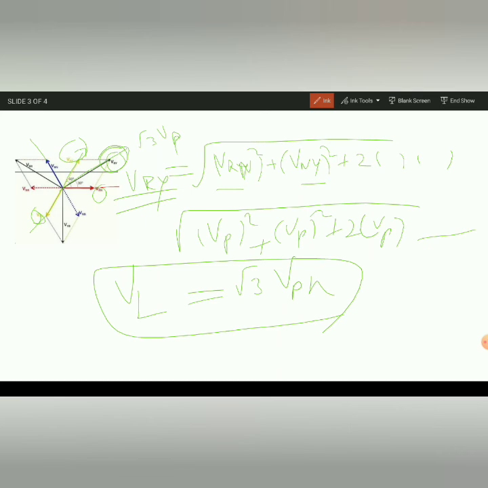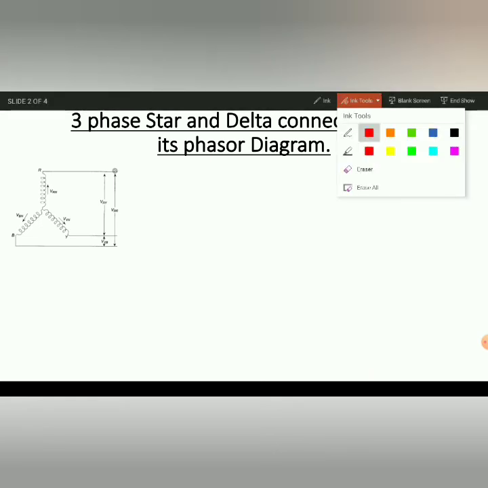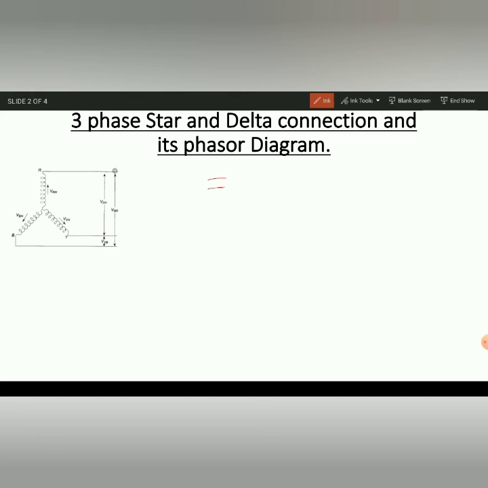Okay. Now coming to the next one: how to find the power. The question is, which voltage should I use? Very simple. First of all, what is the formula for power? In case of AC, it is VI cos phi. But this VI cos phi is when you have only one phase. So in this phase the power is this one. But if you have three phases, what will be the power?